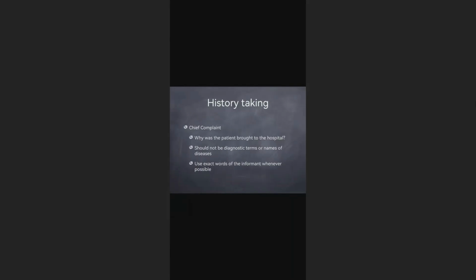Okay? So we start from the general data followed by the chief complaint. So what is a chief complaint? Usually this is a verbatim, no? It is verbatim. What happened to the patient that he was brought to the hospital? So why was the patient brought to the hospital? It should not be diagnostic terms or names of diseases. So you should not say UTI, that should not be it. You have to dig deeper and use exact words of the informant whenever possible. That's why I said it's verbatim.